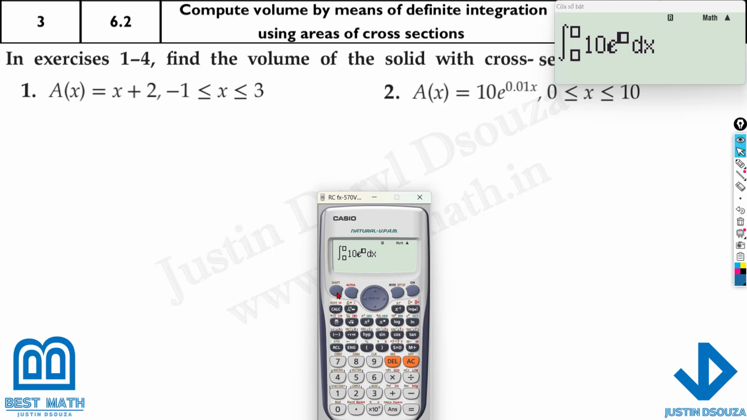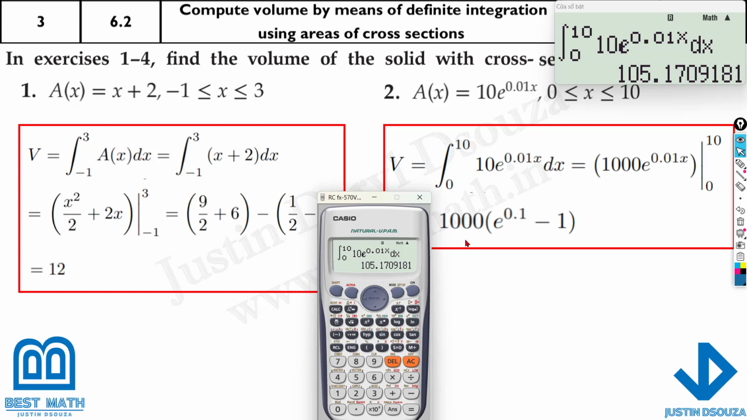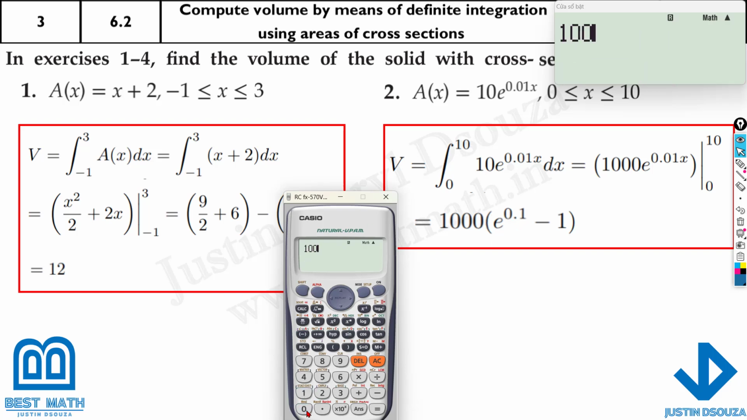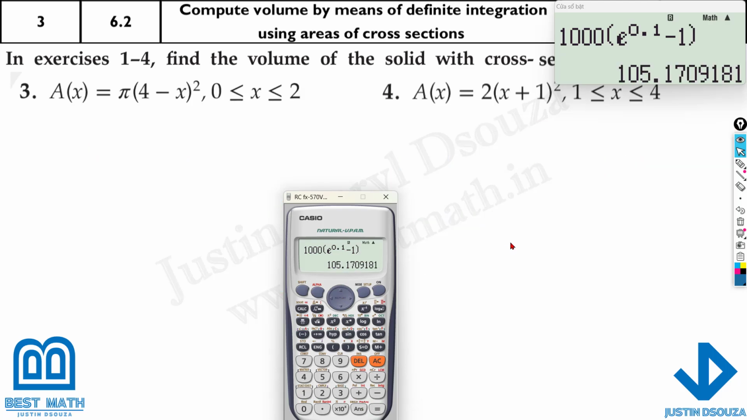10 e to the power, that is by shift and log, e to the power 0.01 x, and the limits are from 0 to 10, of course, because this is an exponential function. It is only from the positive axis. So it is 10 point something. Okay, now here what happens is you don't have this 105.17, but you have this. So let's solve it up. 1000 times e to the power 0.1 minus 1, close the bracket, is equal to the same value. So that's how we solve it.